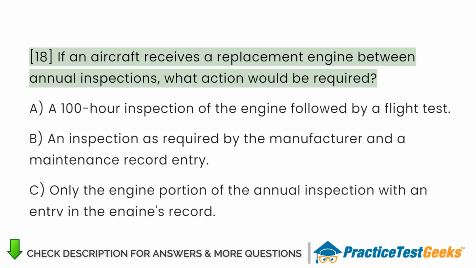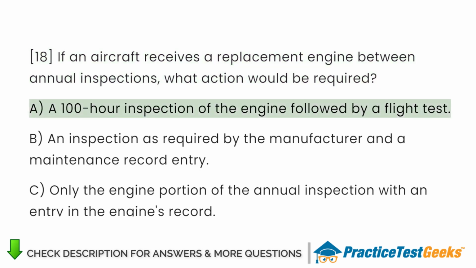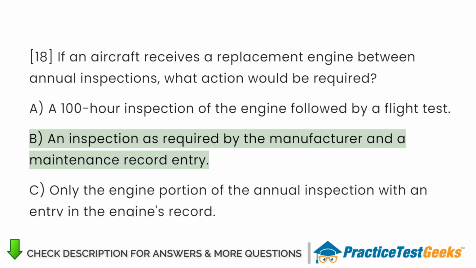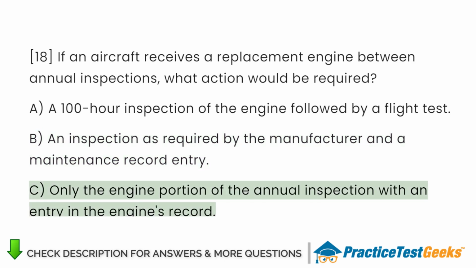If an aircraft receives a replacement engine between annual inspections, what action would be required? A. A 100-hour inspection of the engine followed by a flight test. B. An inspection as required by the manufacturer and a maintenance record entry. C. Only the engine portion of the annual inspection with an entry in the engine's record.